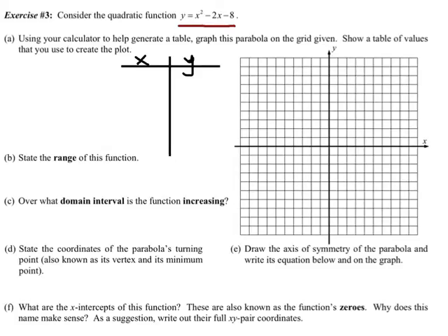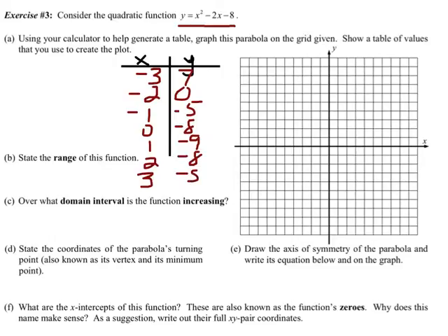Y equals x squared minus 2x minus 8 into your calculator where it says y equals. Your values that you should receive are (-3, 7), (-2, 0), (-1, -5), (0, -8), (1, -9), (2, -8), (3, -5), (4, 0), and the last one should be (5, 7).